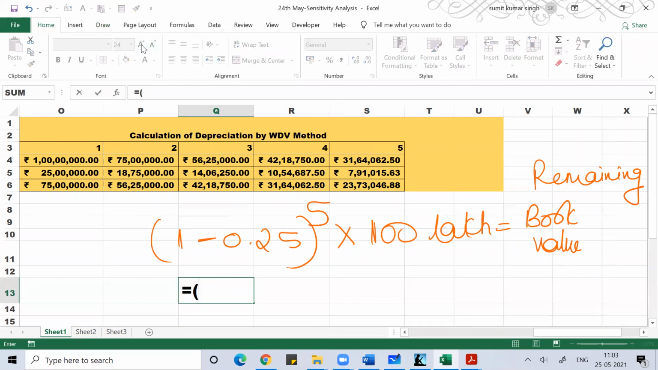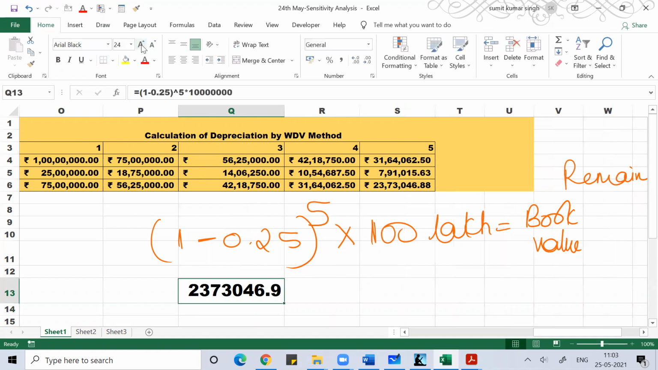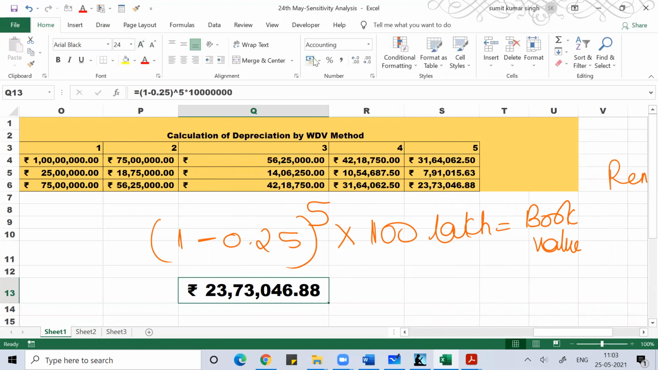So if I do this calculation, 1 minus 0.25 to the power 5 into 100 lakh, you can see this value left. This is the book value. This is the accounting value left. In the book of account, this is the value of the plant which is left.